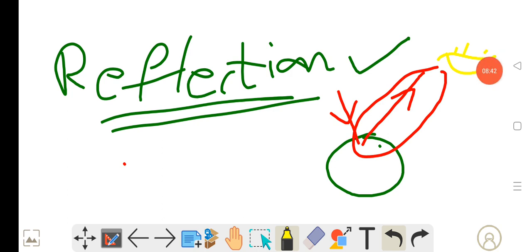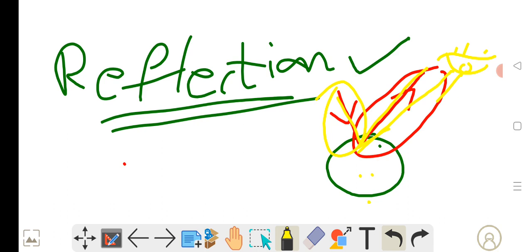This is the object. Now this is our eye. So we cannot see the incident ray. But this reflected ray is the one which is reaching our eye. So due to these reflected rays, we can see the object. Understood? So reflection means what? Reflection means bouncing back of light from any surface or object is called reflection of light. I hope all of you understood this.